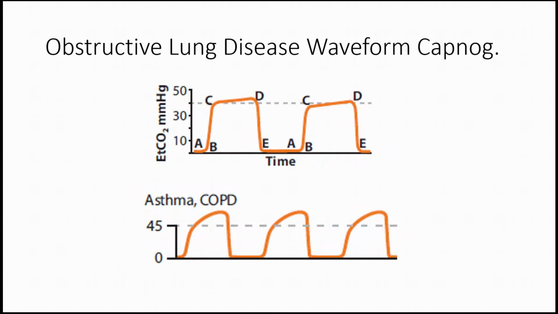What does that look like on waveform capnography? Well, here's our normal inspiratory-expiratory ratio. And here's what it looks like in someone with obstructive lung disease. So I'm air trapping, so I'm accumulating CO2, right? I'm accumulating CO2 because I'm not offloading it.